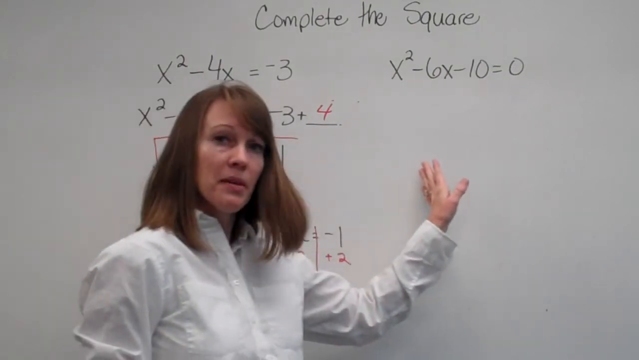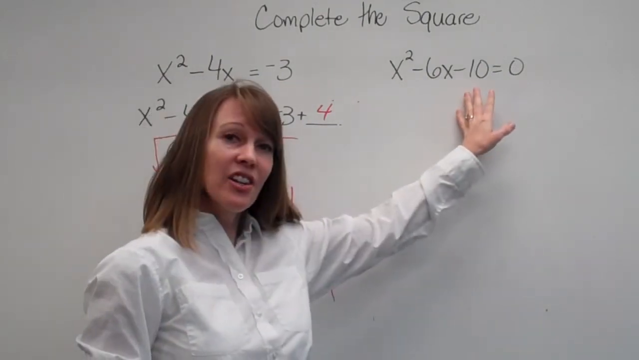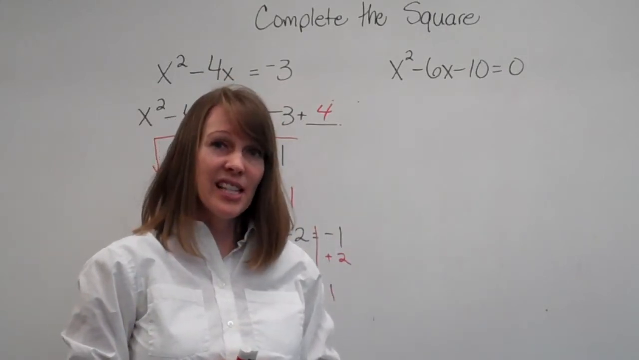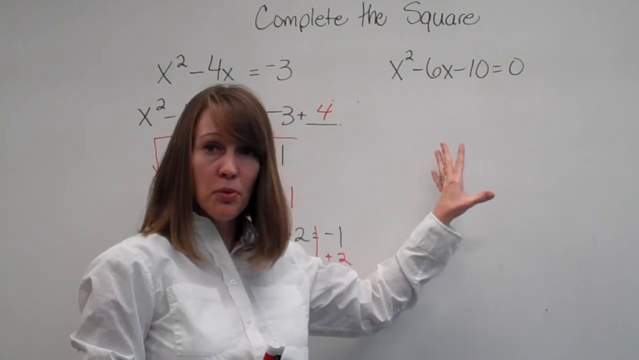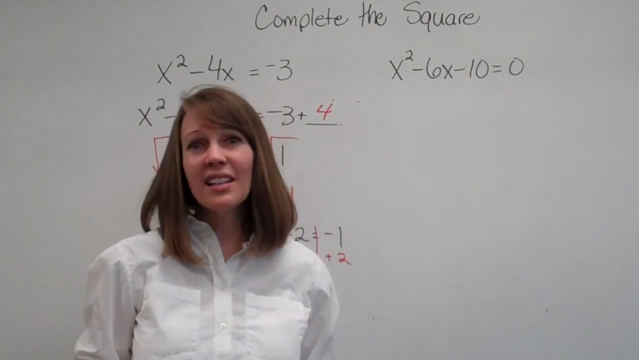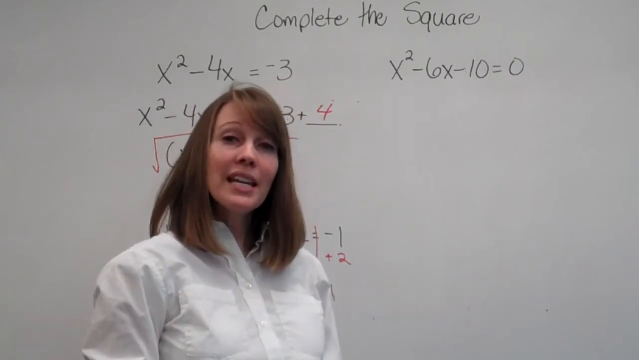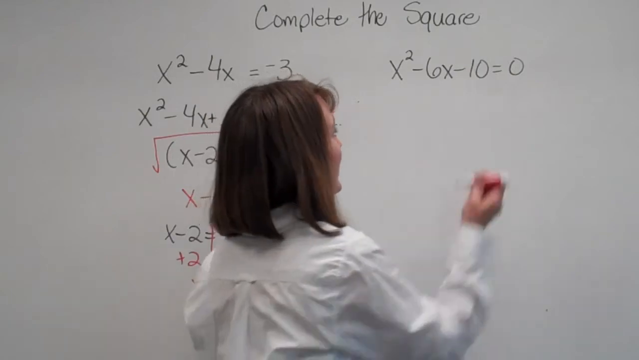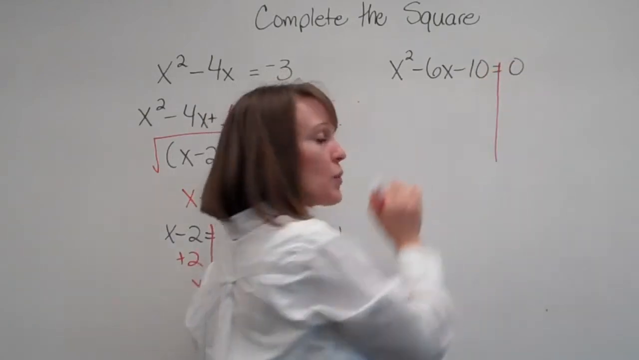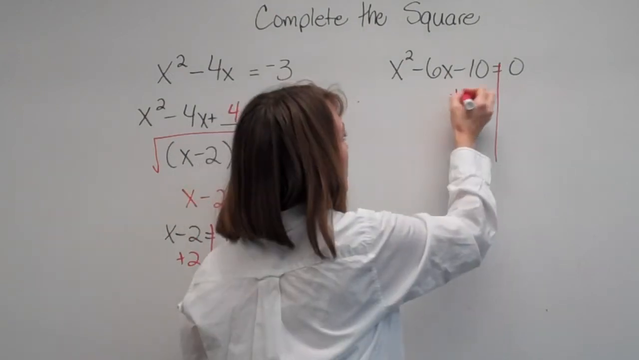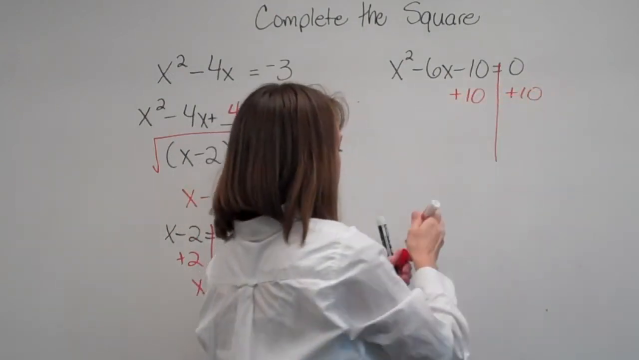Now let's look at this problem here. If we tried to factor this, there is no factors of 10 that add up to negative 6. So this is not going to give us a pretty number. It's going to give us some yucky decimal. And of course, in Algebra 1, we're not allowed to use our calculator, so we need to use radicals to figure this out. So what we're going to do first is we're going to get the x squared minus 6x alone, because this 10 does not give me a perfect square. So I'm going to add the 10 to both sides.